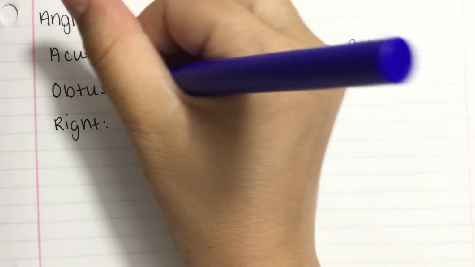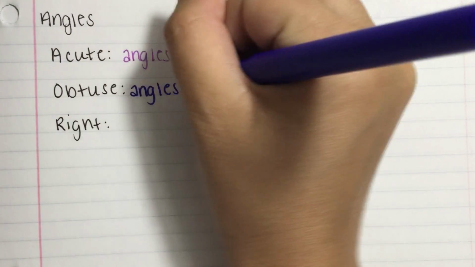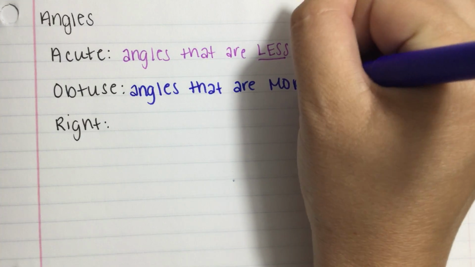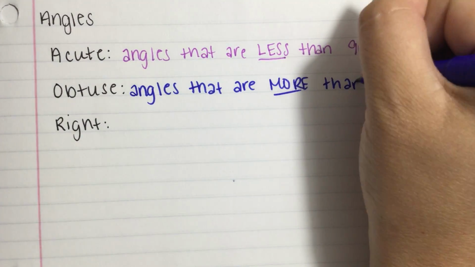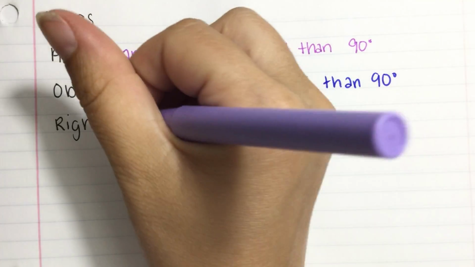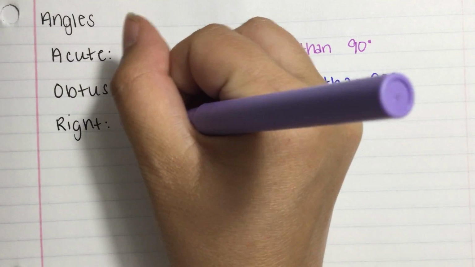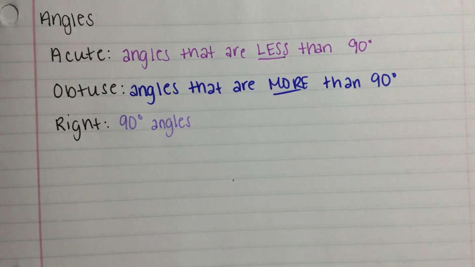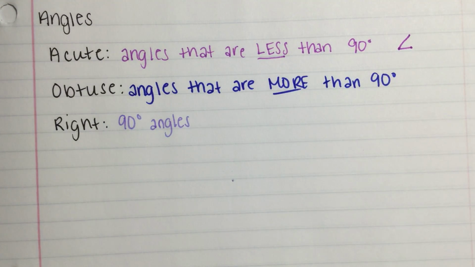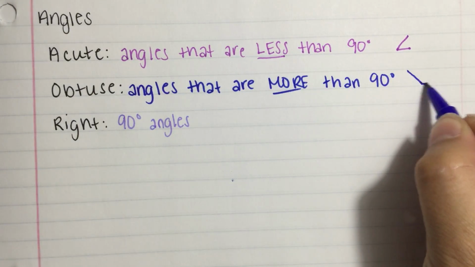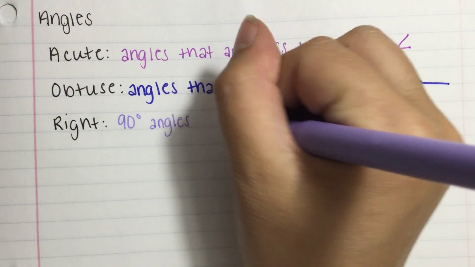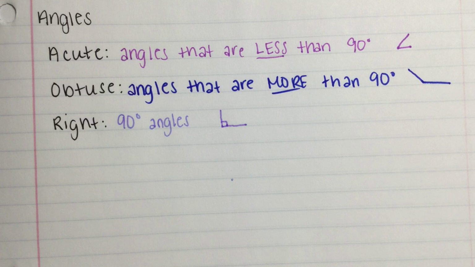Obtuse are angles that are more than 90 degrees, and right angles are 90-degree angles. So those are exact. So an acute angle might look like this. An obtuse angle might look like that. And I'm not a perfect artist, but a right angle should look something like that, a perfect corner.